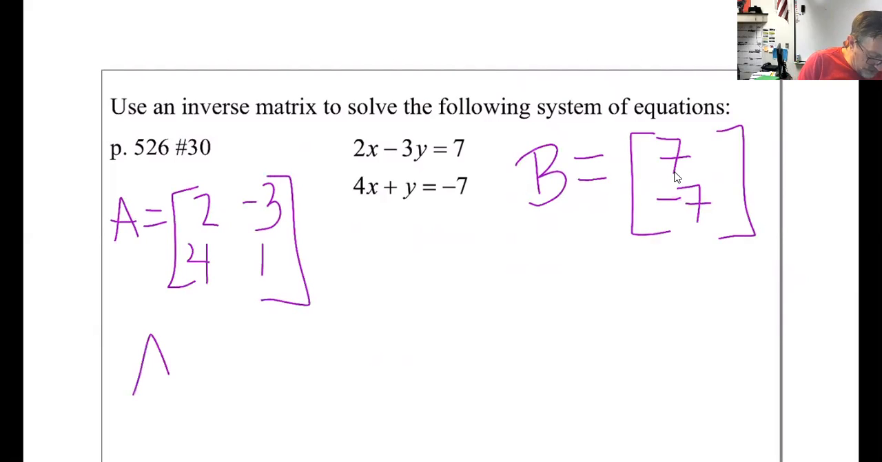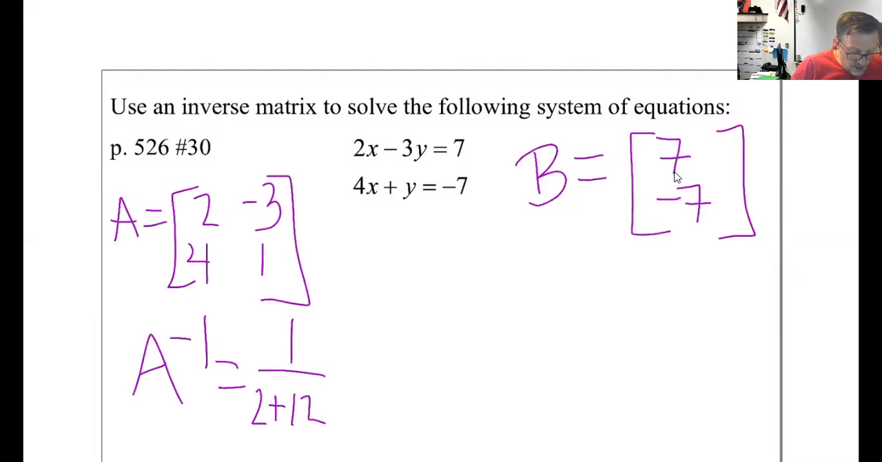So I need to find the inverse of A. Now I could do this old school, or I could use my online calculator. In this case, the arithmetic's kind of simple, so I'm going to go old school with this. Take the determinant and flip it. So 2 times 1 is 2. 4 times -3 is -12. 2 minus -12 is going to be 2 plus 12.